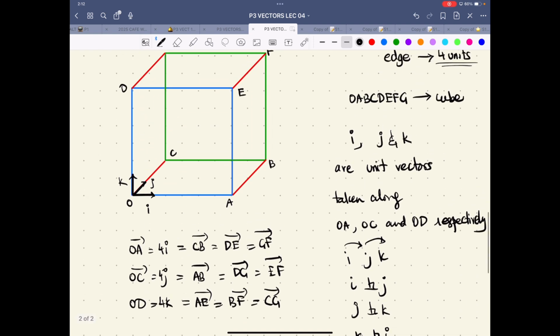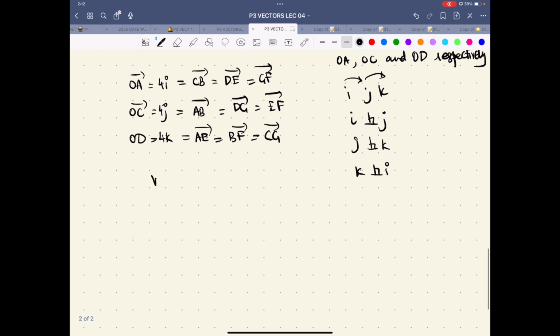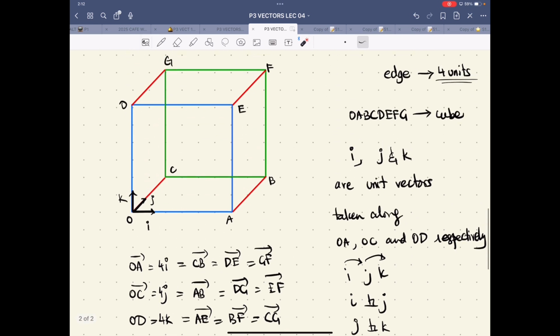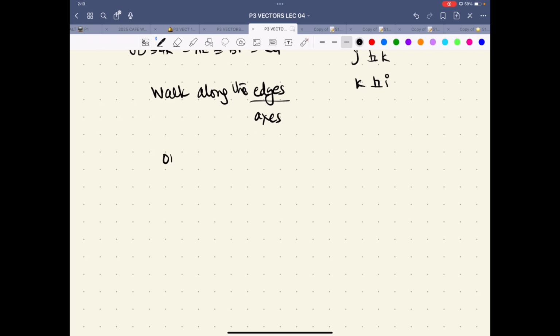Now let's add something more to it. Now if I start with O and I want to go till B, so basically I have to walk along the edges. So remember my wordings, that is walk along the edges. You're not going inside, you are walking along the axes, the x-axis, the y-axis, and the z-axis. So for example, if I'm starting with O, I want to go till B, so I should first go in the I direction, then in the j direction. So that is 4i plus 4j. So therefore, OB, you don't have to write anything, you just have to count. That is 4i plus 4j.